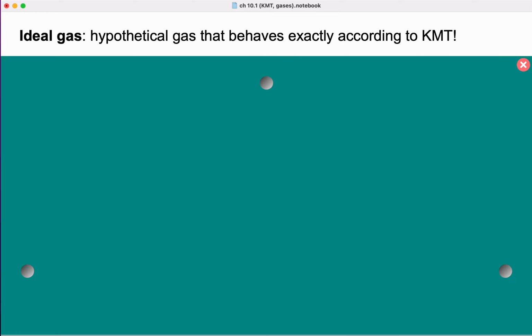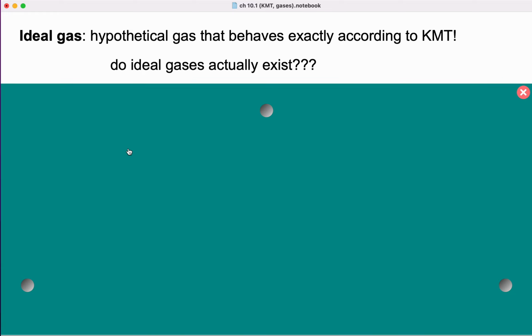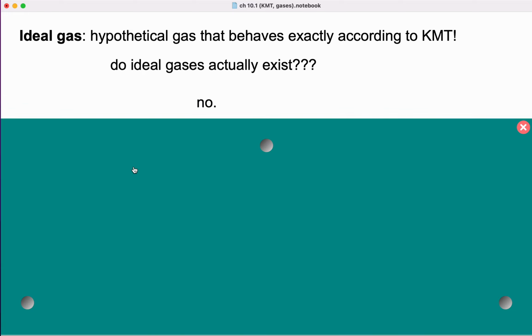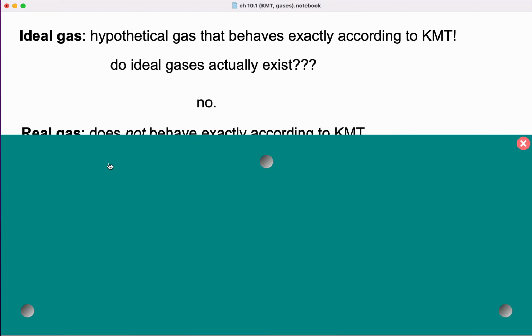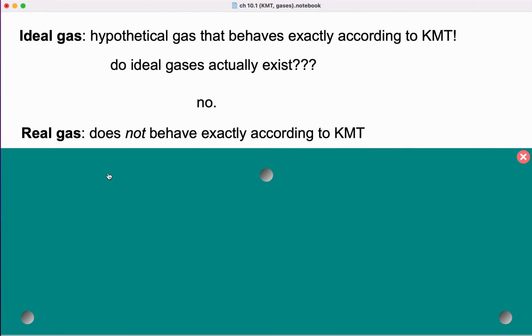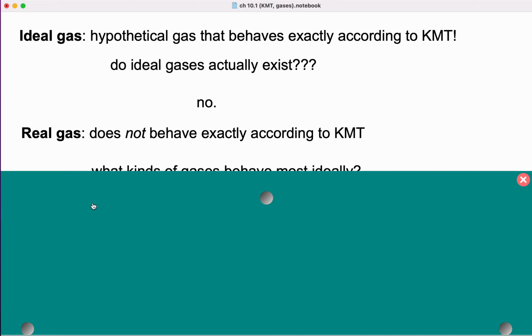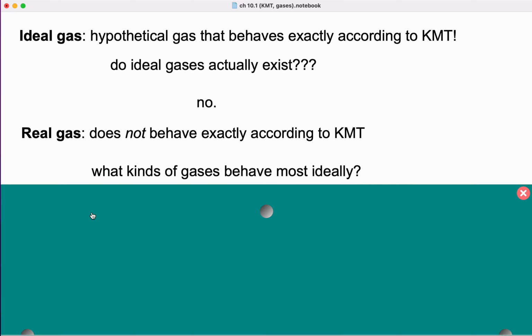Now, you may have heard me express a little bit of skepticism about some of those parts of the kinetic molecular theory, and you might ask the question, do ideal gases actually exist? Well, the answer is no. Ideal gases do not actually exist. Real gases that we encounter in our day-to-day life and in the laboratory are instead referred to as real gases, and a real gas does not behave exactly according to the kinetic molecular theory. And that's okay. But it turns out that there are certain kinds of gases that are closer to an ideal gas. That is, they behave more ideally than others.